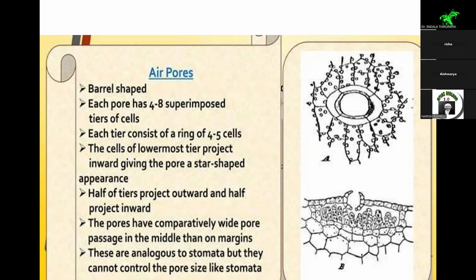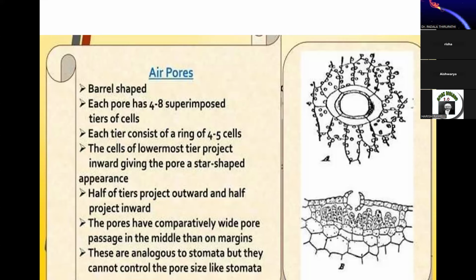Lower side also epidermis will be there. Upper side also epidermis will be there. But on the upper side, the epidermis will have certain pores. In the diagram, you're seeing the pores. So these pores are called air pores. They enter into an air chamber. So what is the shape of these pores? They are barrel shaped.